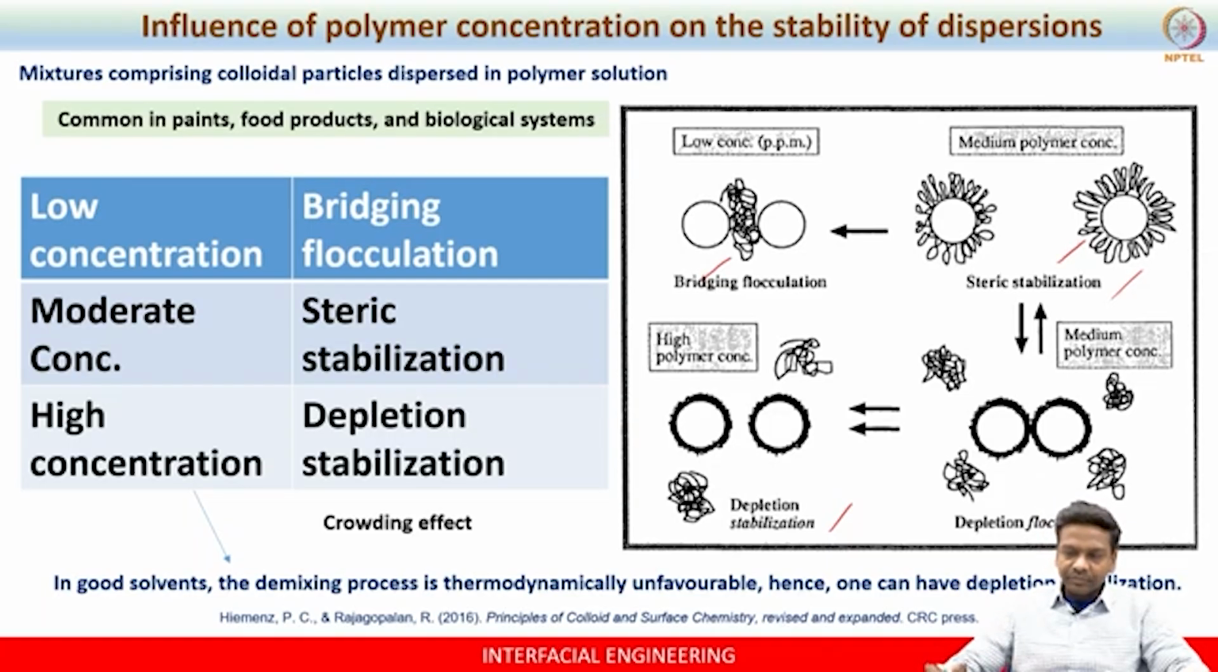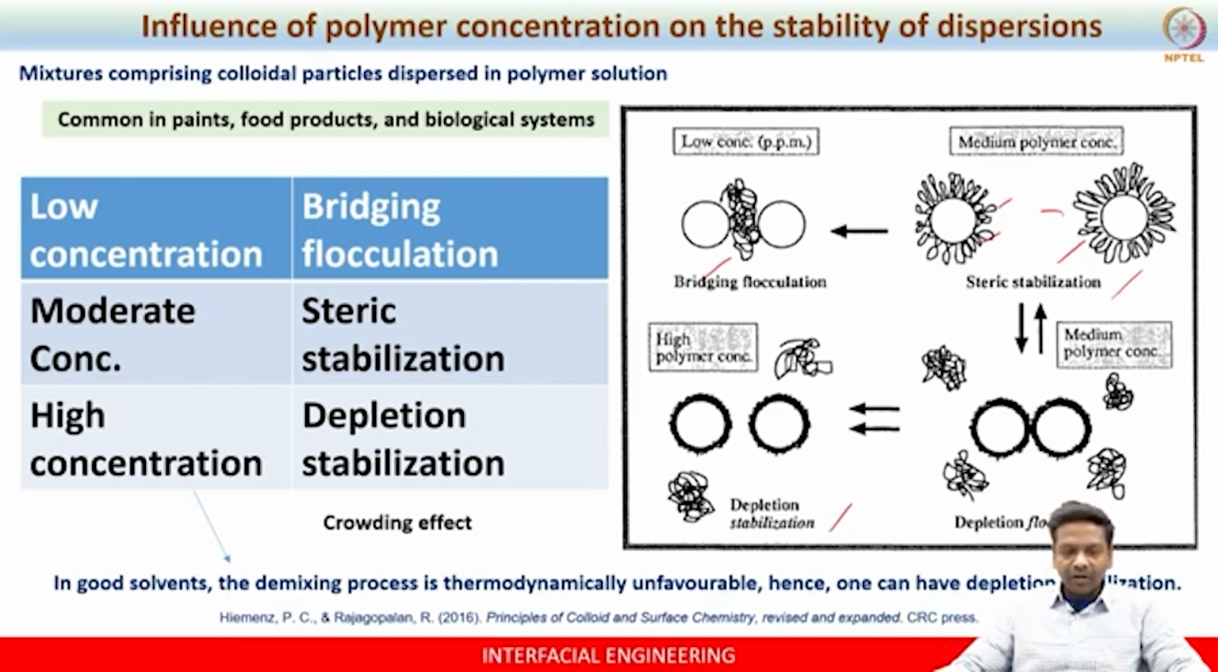In this case, these polymer molecules will act as brushes, right? So when the particles approach each other very closely, they cannot penetrate any further, unless force is applied from outside the particles, right? So these two particles cannot penetrate any further because of the physical barrier or steric hindrance, right? So this is nothing but steric stabilization.